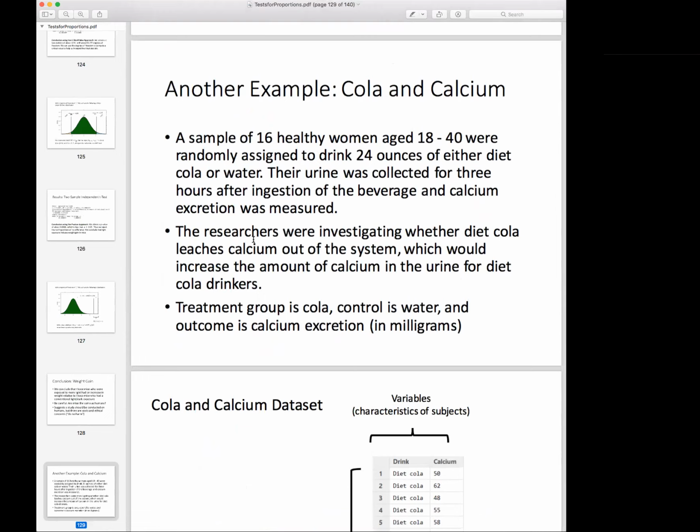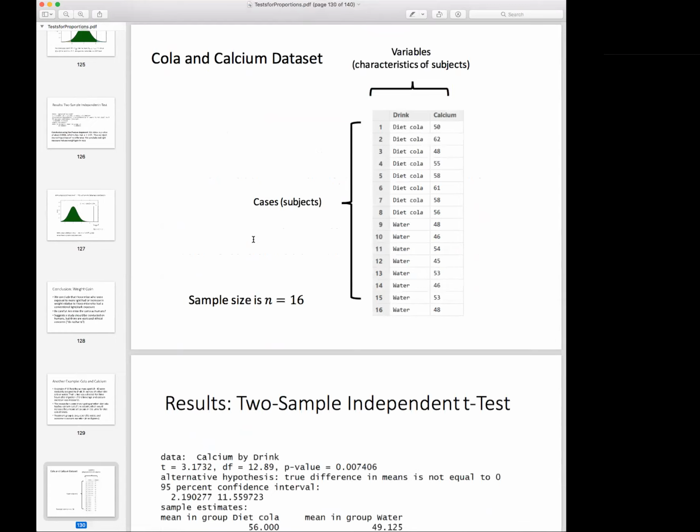Another example is looking at Coca-Cola and calcium levels. We have 16 healthy women between the ages of 18 and 40, randomly assigned to drink 24 ounces of either Diet Coke or water. Their urine was collected for 3 hours after ingestion, and calcium excretion was measured. Researchers were investigating whether Diet Coke leaches calcium out of the system, which would increase the amount of calcium in the urine. So our treatment group will be Diet Coke, and our placebo or control group will be water.